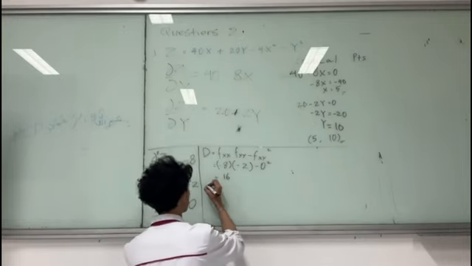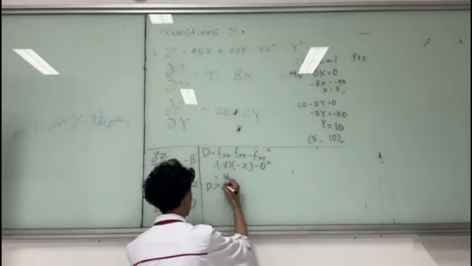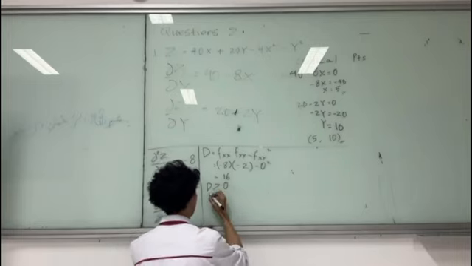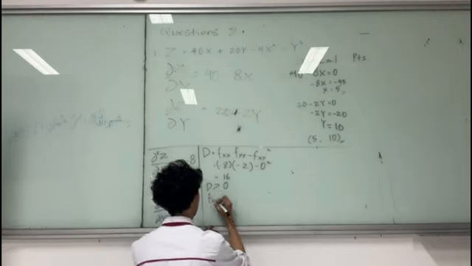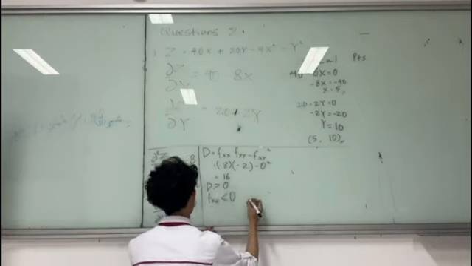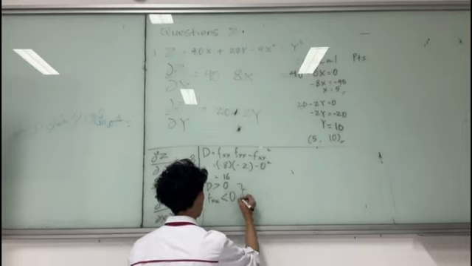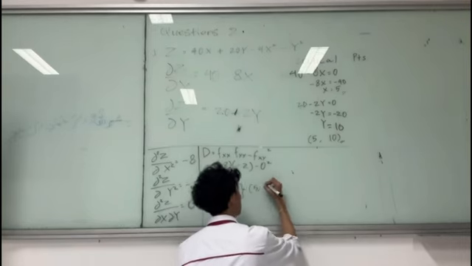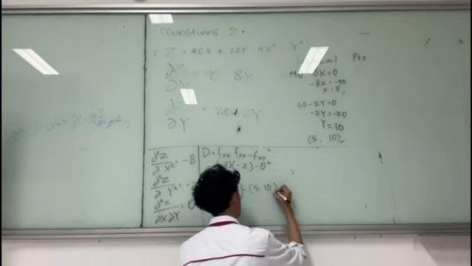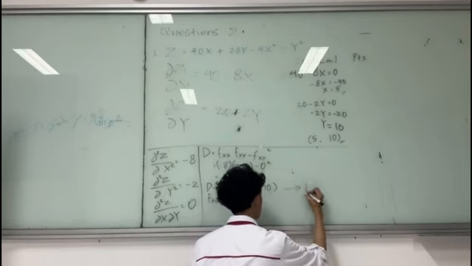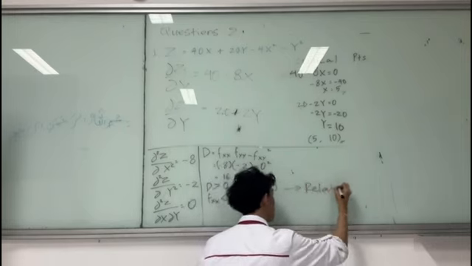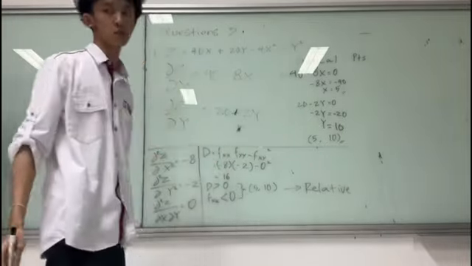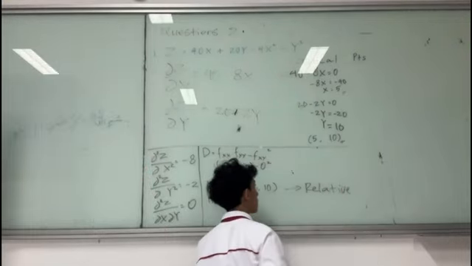Because the determinant is more than 0, and I'm sorry, for the fxx it is less than 0. Hence, it will still be (5, 10), which is a relative maximum. Okay, that's it for this question.